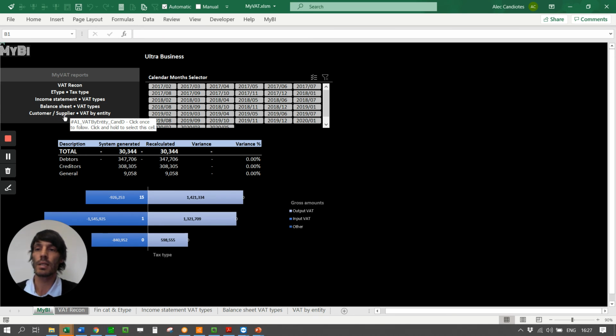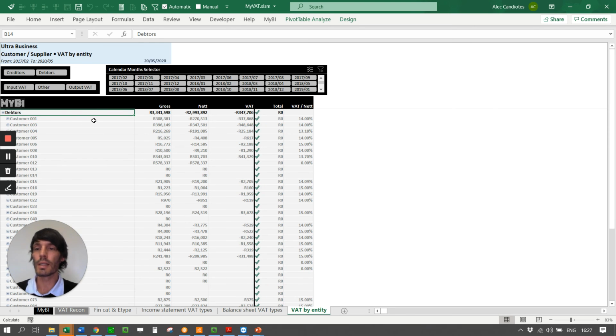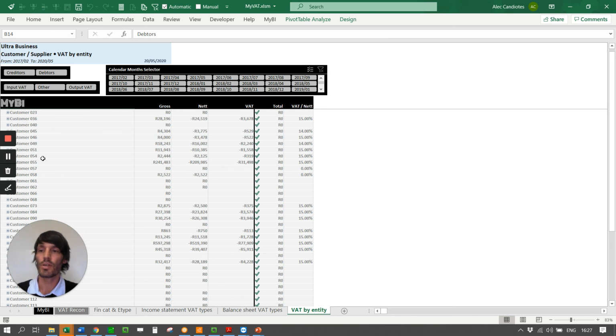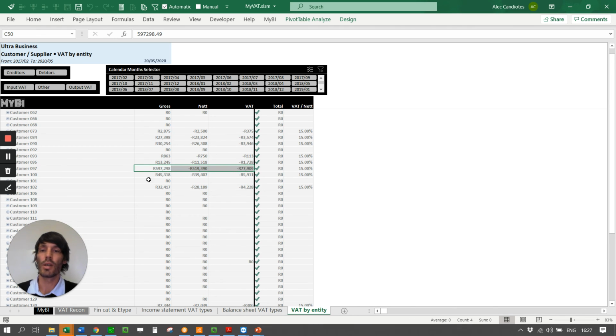Then if you go back to your customers and suppliers, this is the last report. I really love this one. This one tells you what actually you've done by customer and by supplier. So you'll see tons of customers coming through here, and it says, okay, well, for that customer, you've done the following: gross, net, and VAT amount.